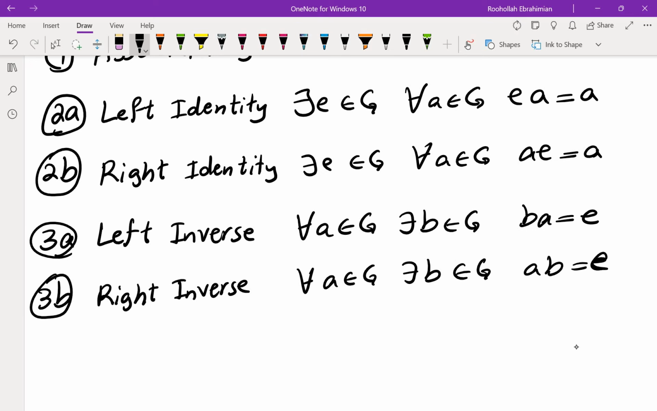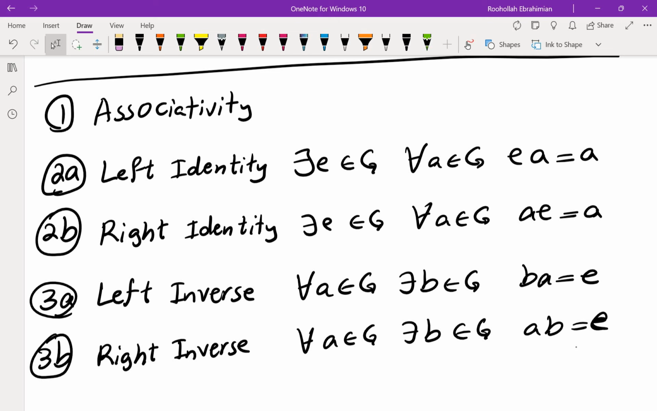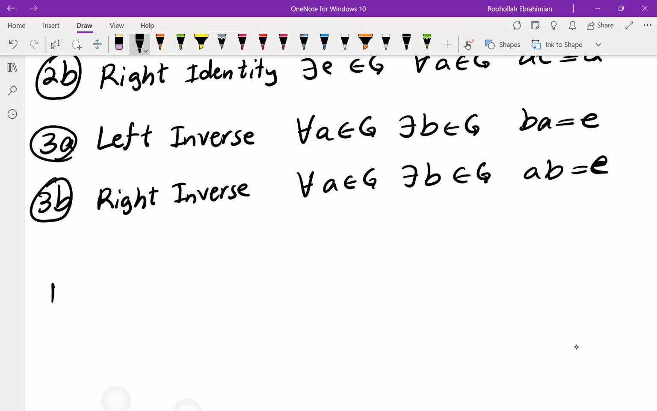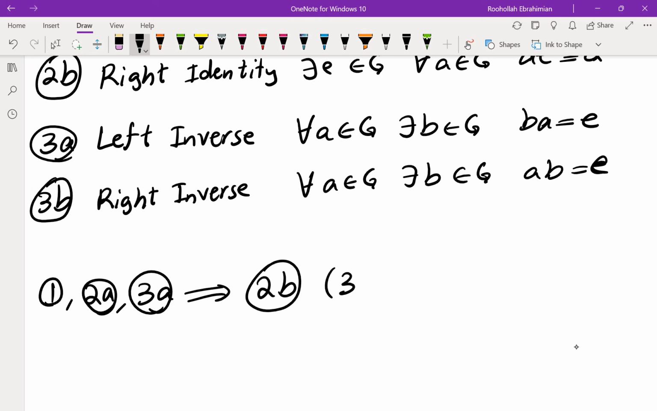Now we want to see whether these 5 conditions are also independent of each other. Interestingly, they are not. For example, we can drop 2 of these: 2b and 3b can be dropped. In other words, 1, 2a and 3a imply 2b and 3b. So we can reduce our definition to something slightly simpler.